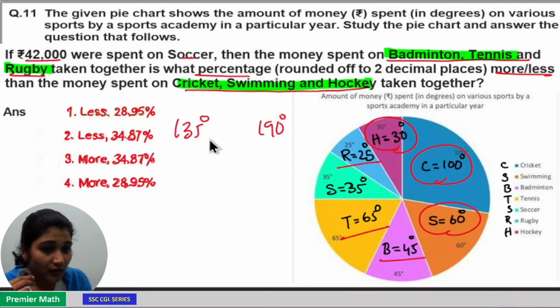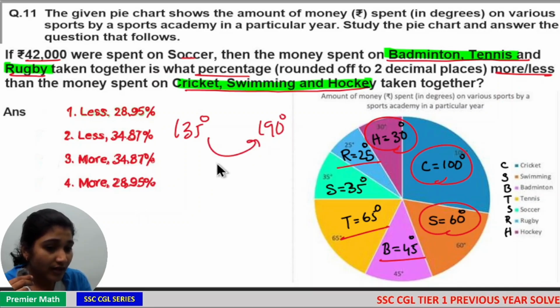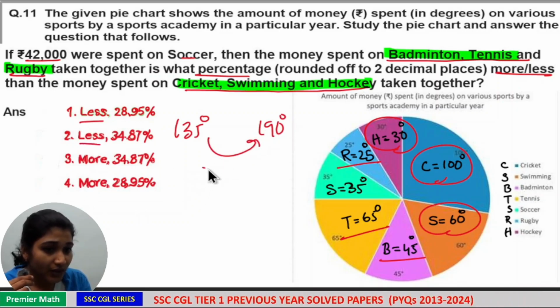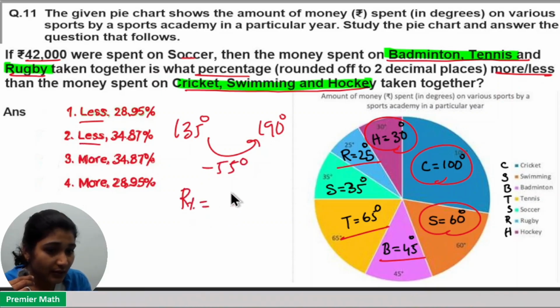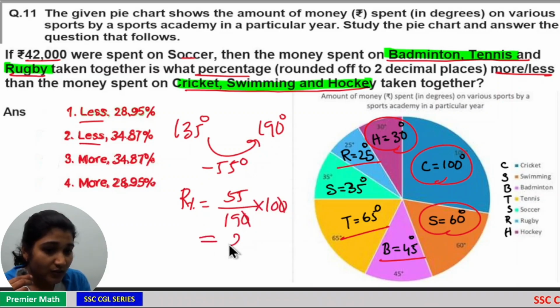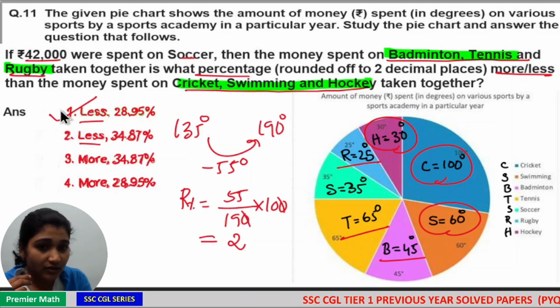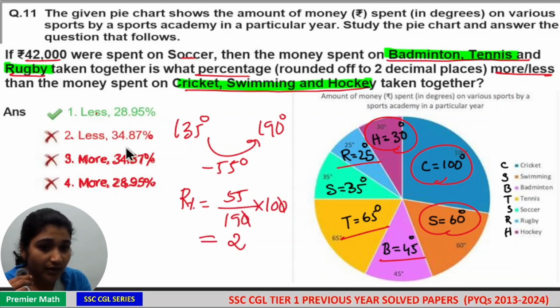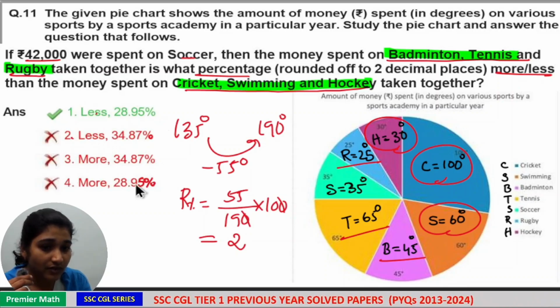So our question is, 135 degrees is what percentage more or less than 190 degrees? Here this is less than. So this is 55 degrees less than 190 degrees. So the required percentage is equal to 55 is how much percentage of 190 degrees? 0, 0 cancel. 19 goes 2 times in 55. So this is option 1 as your answer. Less than 28.95 percent. Just need the first digit after the decimal point.